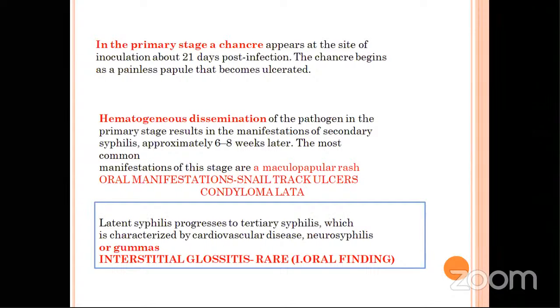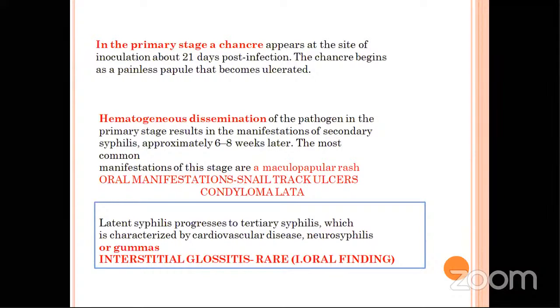The stages of syphilis are divided into 3 different stages: the primary, secondary, and the tertiary. In the primary stage, there is a small ulcer, a painless papule that becomes ulcerated in the first 21 days. But when the patient is tested at this stage, the patient will be negative. In the second stage, it will spread into the blood, and when the patient is tested at this stage, he or she will give a positive. In the second stage, the patient will manifest with maculopapular rashes.